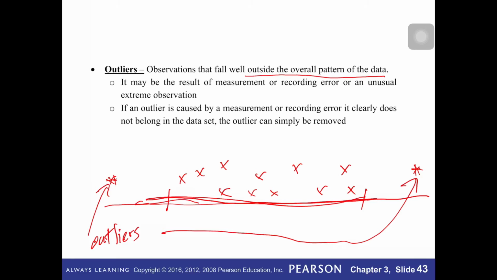It may be the result of measurement or recording error. An outlier caused by measurement or recording error clearly does not belong to the data set, so we can simply remove these outliers.